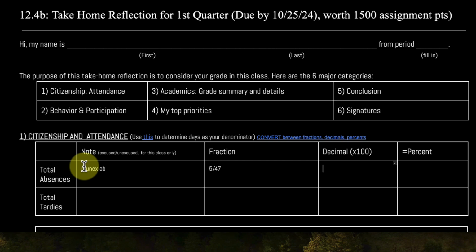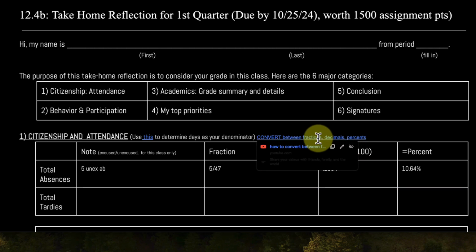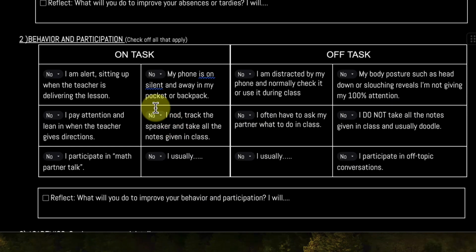And then my decimal, if I put in my calculator, is 0.1064. And if I take that number and multiply it by 100, I get a percent. So 10.64%. So that's just to give you an idea that you're absent 10% of the time. And then you'll do the same thing for tardies. If you're not sure how to convert from fractions, decimals, and percents, you can click on this link, and I have a video how to do that.